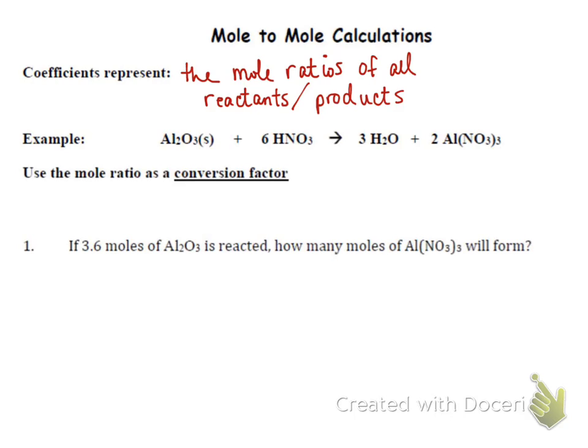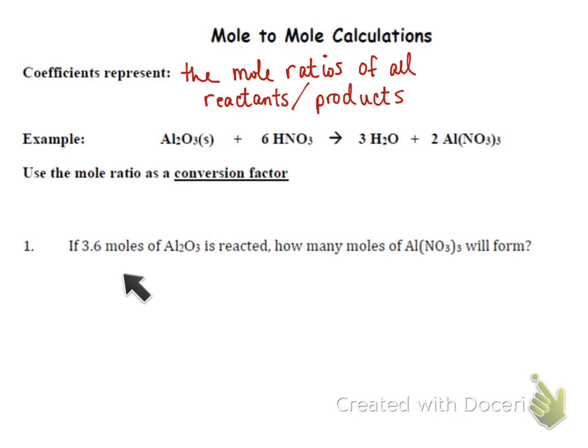And what this means is for every 1 aluminum oxide, we are going to make 3 waters. And for every 6 nitric acids, we're going to make 3 waters or 2 aluminum nitrates. So we use it as a conversion factor, just like we would any other conversion factor.